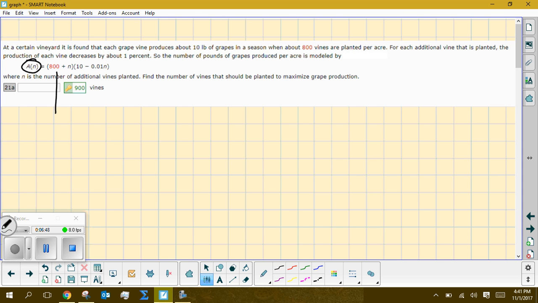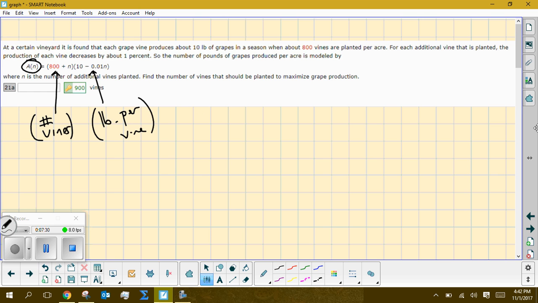So this binomial here, this 800 plus N, is the number of vines, and this here is the poundage that I am getting in grapes per vine. So if I want to know the total amount of grapes that I'm going to yield out of each acre, it's number of vines times the poundage that each vine is going to provide, and that should give me my total. So that's why we're multiplying those together. This would be a much more difficult process if we had to come up with that formula by ourselves, and we will eventually.